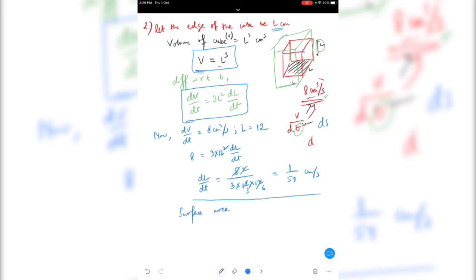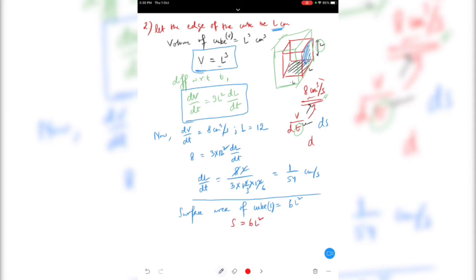Surface area of the cube is how much, when the length of the side is L centimeter? Come on guys, tell me fast. It is 6L square. A cube has 6 sides, and the area of each side is L square. So surface area of the cube is 6L square. So let us write S in here. S is equal to 6L square.